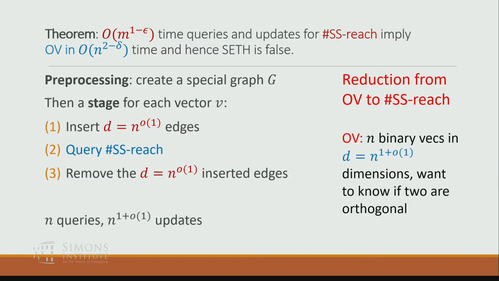We have n to the 1 plus little o of 1 updates and queries. If I can set this up, because the number of updates is this much, and the number of edges in the graph will be n to the 1 plus little o of 1, then n to the 1 plus little o of 1, to the 1 minus epsilon, will be roughly n to the 1 minus epsilon query and update time, times the number of queries. We'll get n to the 2 minus epsilon time, and we'll refute SETH.